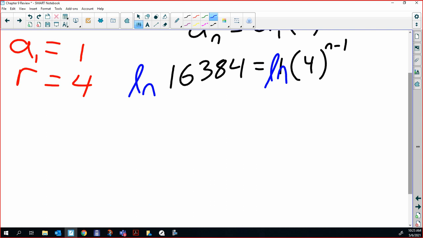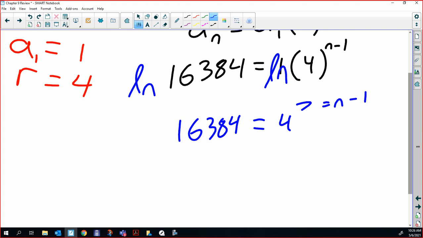So 4 to the 7th, I went way too big. Is it actually this number? Did I get it on the second try? No, it's 8. Wait, is it 8 or 7? It's 8. So this number is 4 to the 7th, so that means n minus 1 is 7, which means n is 8. So you could do it that way.